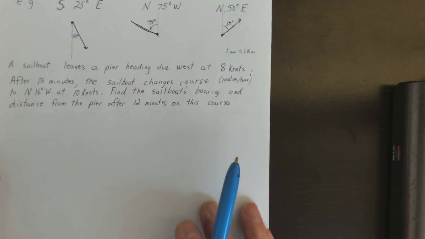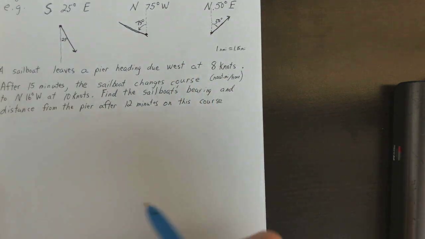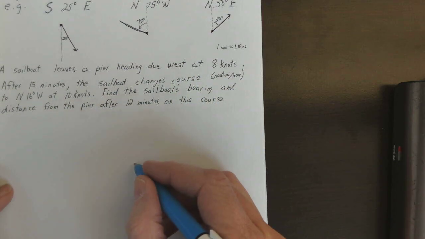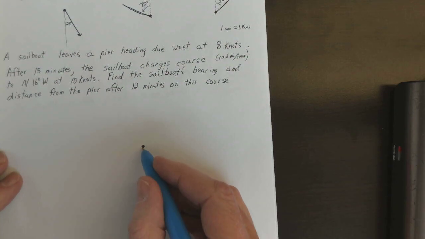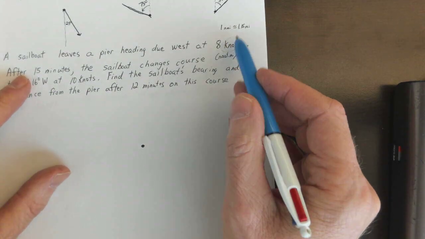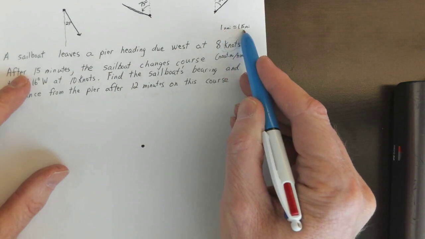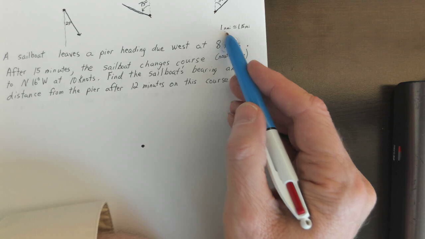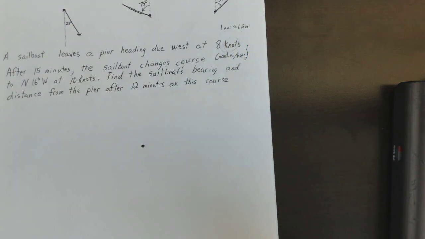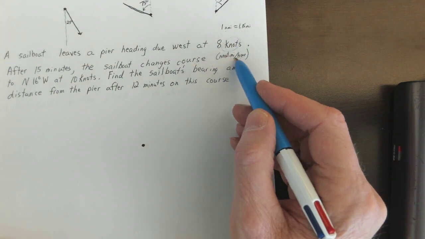I want to do one example here. A sailboat leaves a pier heading due west at 8 knots. I want to try to draw that. So here's the pier, and I'm going to go due west at 8 knots. Now a knot, that's another nautical term, is nautical miles per hour. Nautical miles are real close to the miles we know on land. One nautical mile is approximately 1.15 miles. So they're very close to each other, but 8 knots is 8 nautical miles per hour.